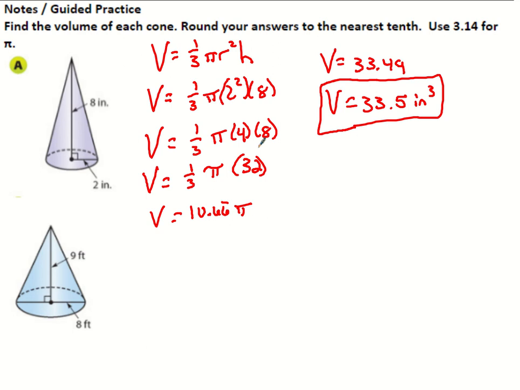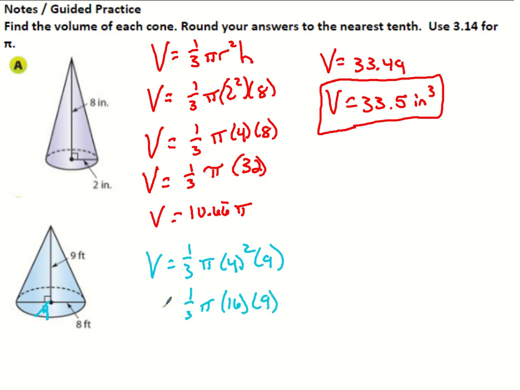The only difference from a cylinder is that at some point we have to divide a number by 3. It really doesn't matter when, as long as we've already squared our radius. For this second cone, it's the same thing, but the only difference is this has a diameter of 8, so I have to make sure I use the radius, which is only 4 because it's half the diameter. I'm going to plug into my formula: 1/3 times pi times my radius squared times the height. Let's square that radius first, so I get 1/3 pi times 16 times 9.